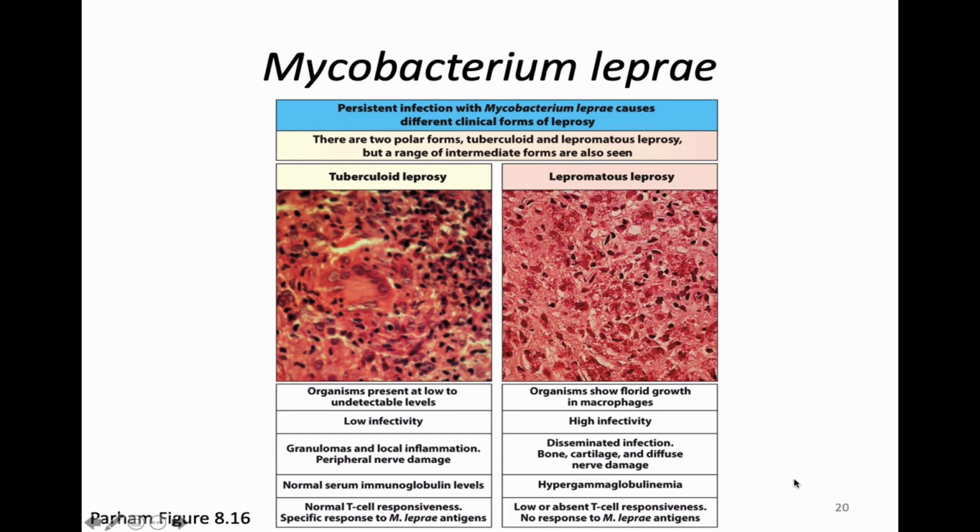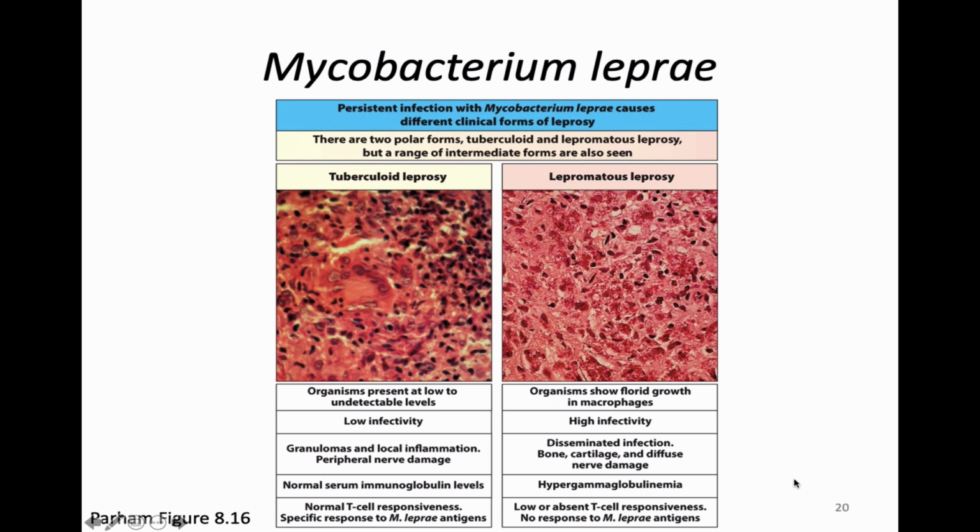Here you can start to see one thing that could be really important. This is an infection with a particular type of microorganism, still in that genus Mycobacterium, Mycobacterium leprae, the causative agent of leprosy. For a long time, there were two general disease states that had been seen following infection with Mycobacterium leprae. One was known as tuberculoid leprosy, and the other was known as lepromatous leprosy. In tuberculoid leprosy, the organism was present at very low levels. People who had this were not terribly infectious. There was peripheral nerve damage and granulomas, as well as a little bit of local inflammation.